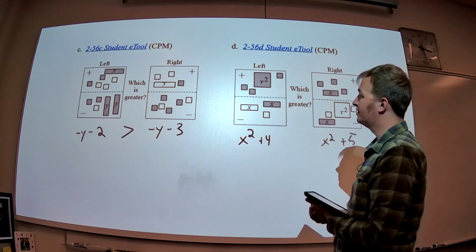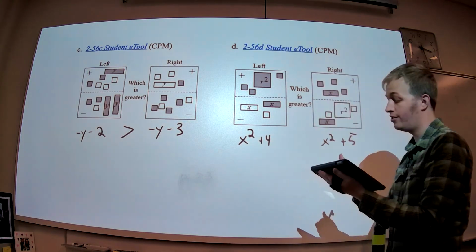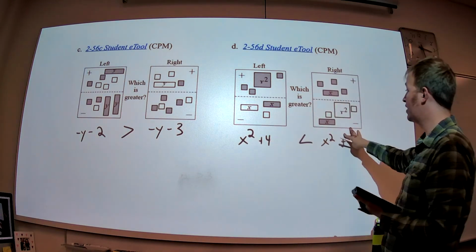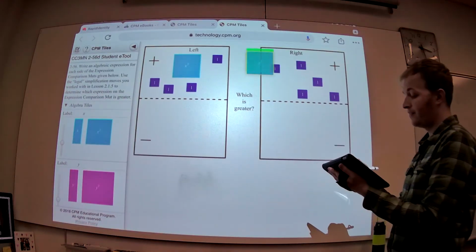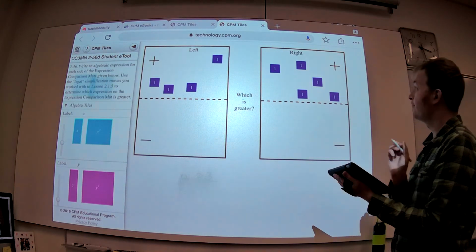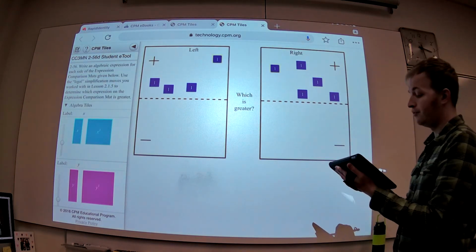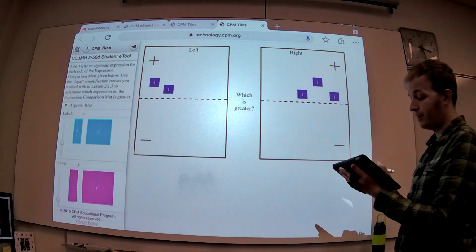So kind of seeing that same thing of, okay, well, I could just remove both those x squareds, and then I'd have that the 5 on the right side is going to be greater. But if you want to see that all the way through, I've got an x squared and an x squared on the two mats, both on the positive side, so I can remove it. I can remove a positive and a positive from both mats, and so on and so forth.